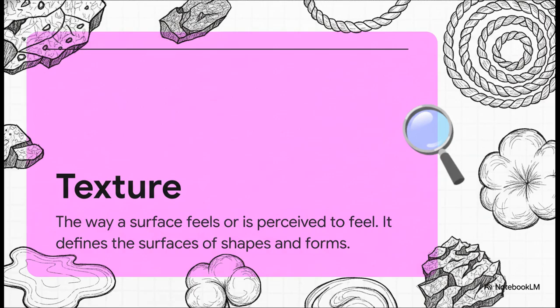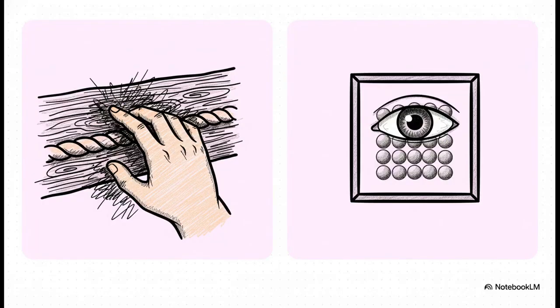Bumpy? Glossy? A really good design can make us feel that texture, even if we can't physically touch it. And there are 2 ways to think about this. Tactile texture is the real deal. You can actually run your fingers over it and feel the bumps and grooves. But then there is visual texture, which is basically a clever illusion. It's a flat 2D image that tricks your eyes into seeing texture that isn't really there.